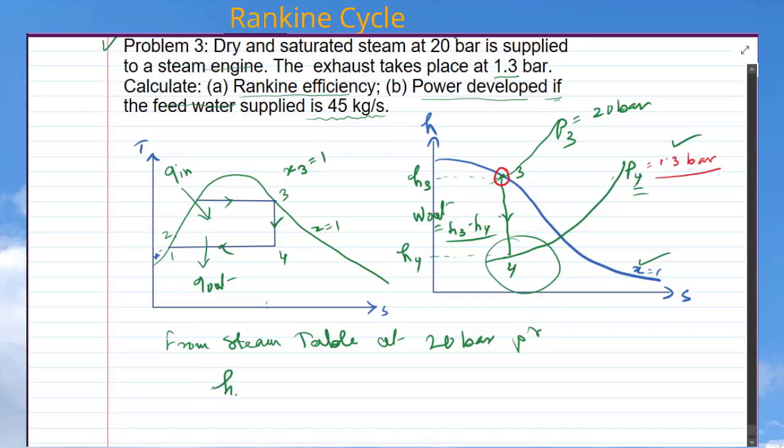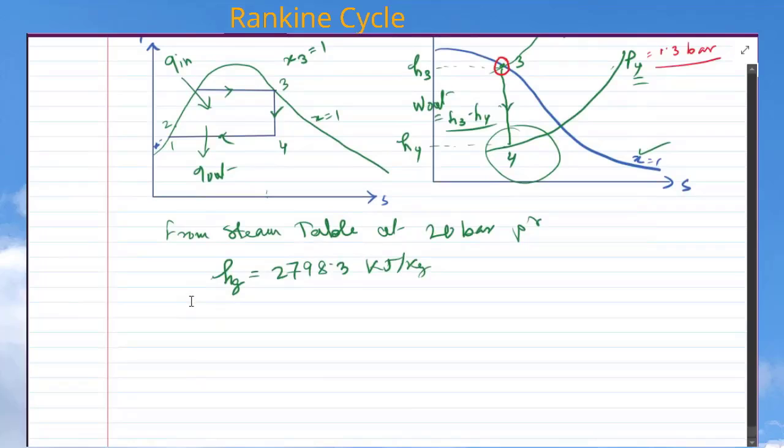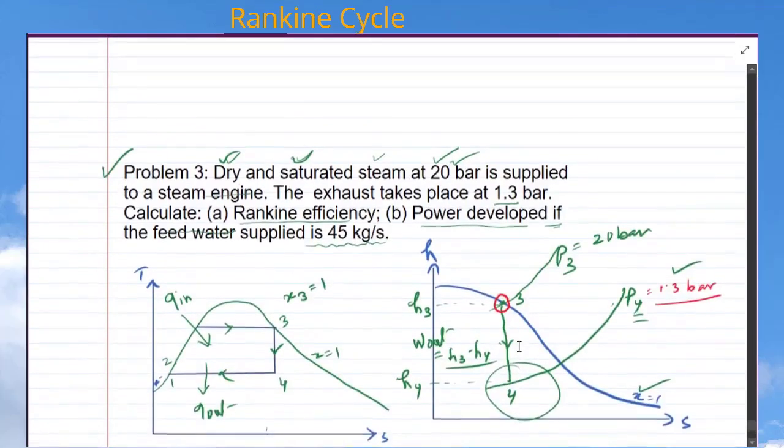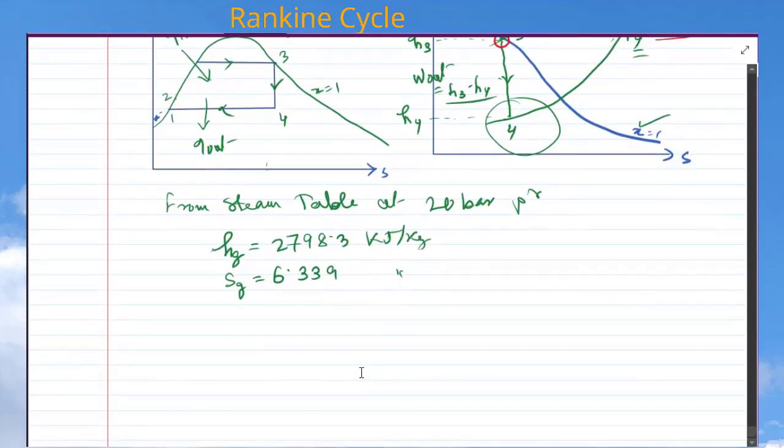We need Hg, the dry saturated steam enthalpy, which is 2798.3 kilojoule per kg. If you refer to the steam table, you should get this value. And at the same pressure, the entropy Sg of dry saturated steam is equal to 6.339 kilojoule per kg per Kelvin.